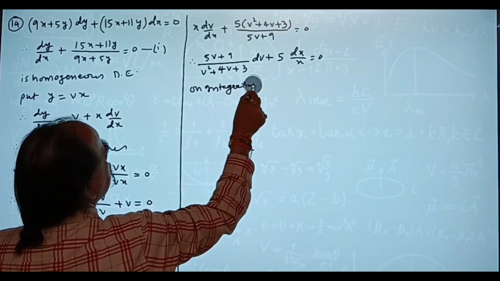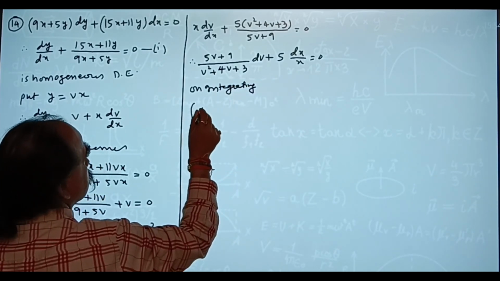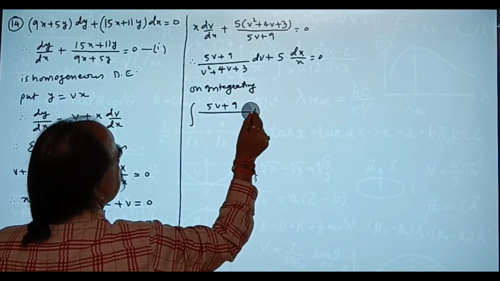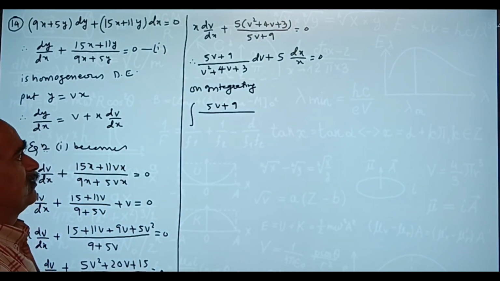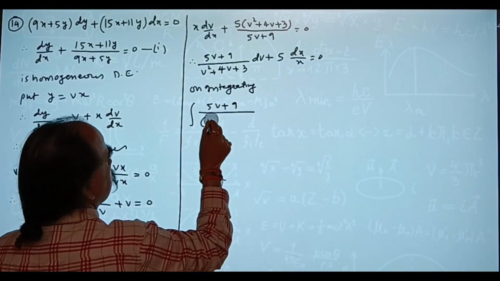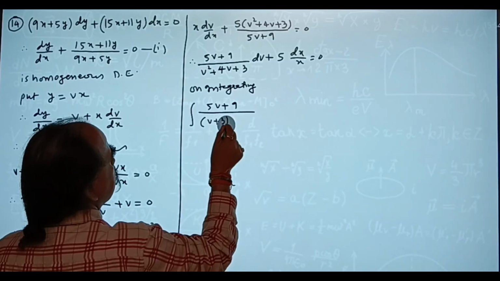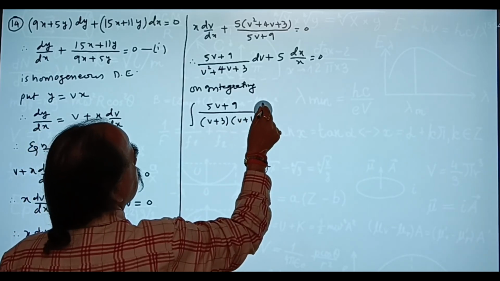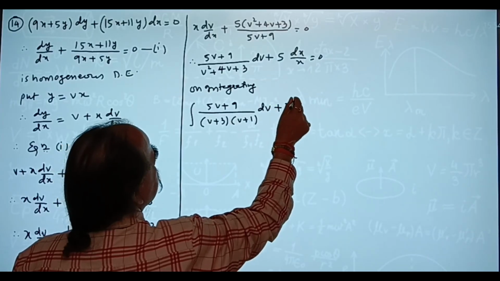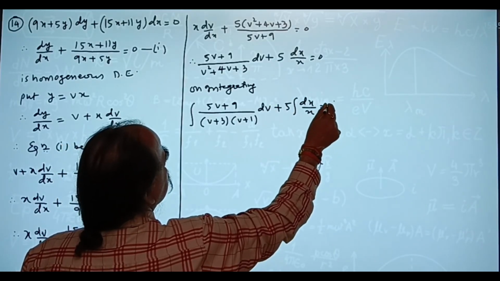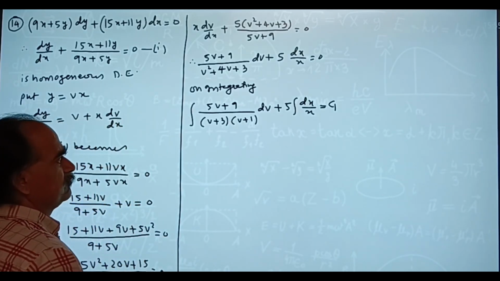On integrating, 5v plus 9, the factors of v square plus 4v plus 3 are v plus 3 into v plus 1. Integral of 5v plus 9 upon v plus 3 into v plus 1 plus 5 integral dx upon x is equal to C1.